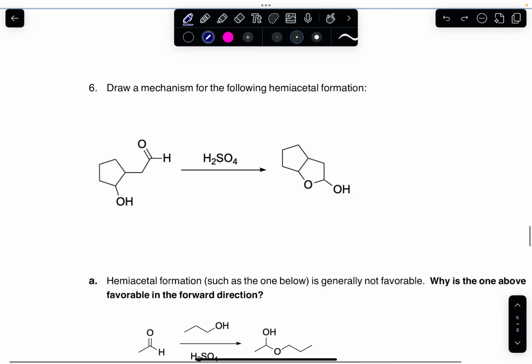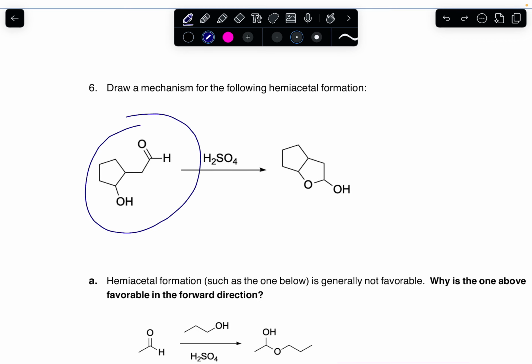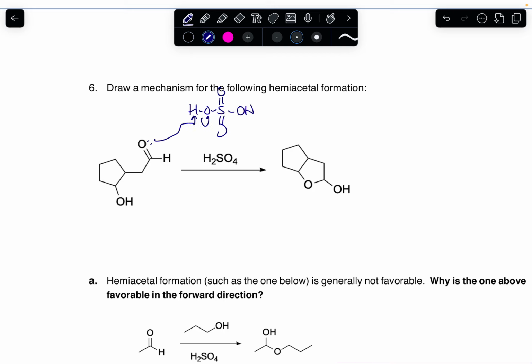All right, draw a mechanism for the following hemiacetal formation. So this is an interesting problem because it's intramolecular, which is a little bit hard for students to grasp sometimes. We have our usual step in every acetal and hemiacetal formation. We can have a carbonyl getting protonated and then an OH attacking.